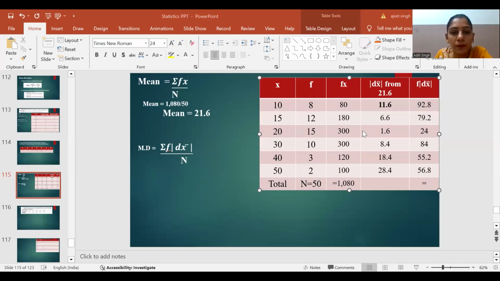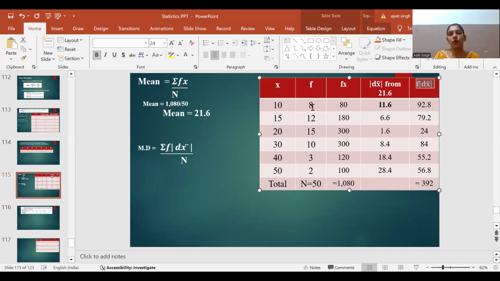So now let's do the sum. 92.8 plus 79.2 plus 24 plus 84. Okay, 55.2 and then 56.8. So total is 392. What is the total? 392. So this is the value of sum of f dx bar.